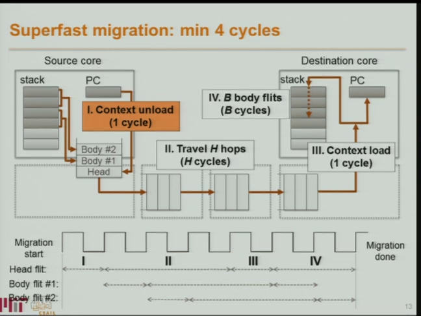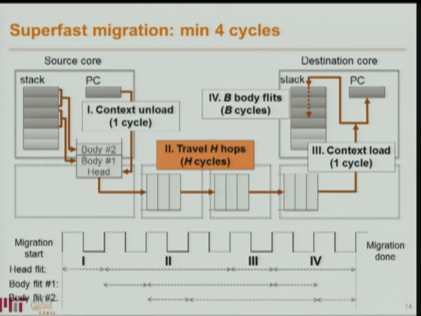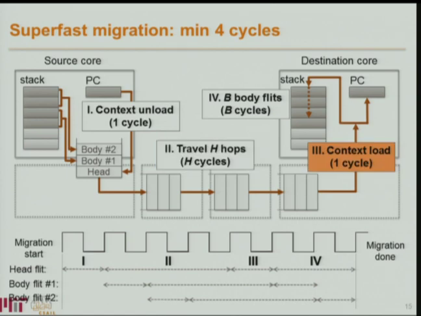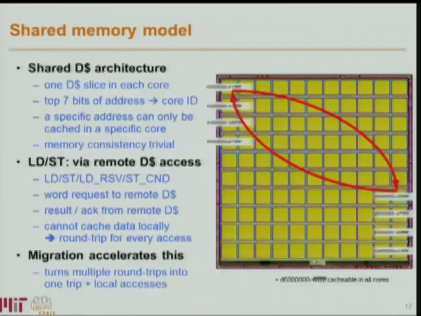In the first cycle, you basically have to unload the thread context from the processor that is running the thread. Then you have to travel however long it takes to the next core. Of course, if it's a neighboring core, it's just 1 cycle. Then you have to start loading the context. And the context has to have the program counter at least, and some of the data that it's going to operate on. So this takes an extra cycle to fetch the other body flit while the next instruction is being fetched. So a minimum end-to-end migration delay is 4 cycles.